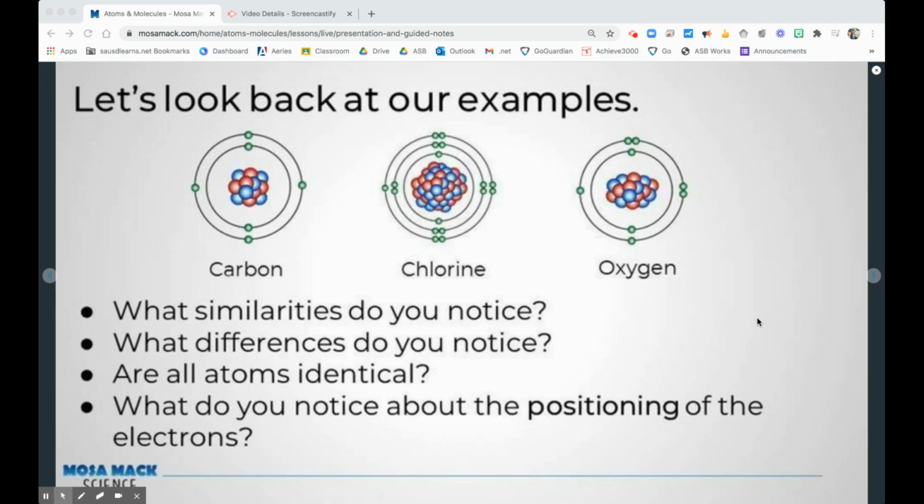Let's take a look back at our examples from earlier. We have a carbon atom, we have a chlorine atom, and we have an oxygen atom. Looking at all 3 of these examples, what are some similarities that you notice that they have in common with each other? I want you to pause right now, and you are going to answer number 5. What similarities do you notice between the 3?